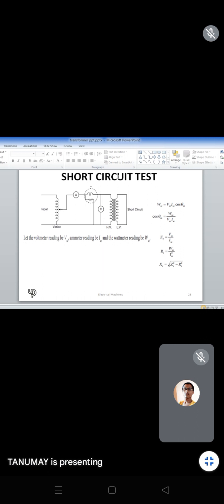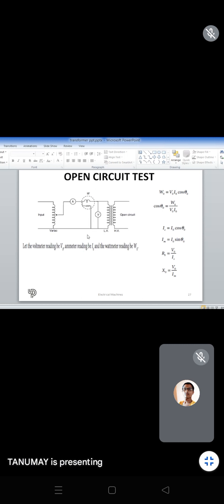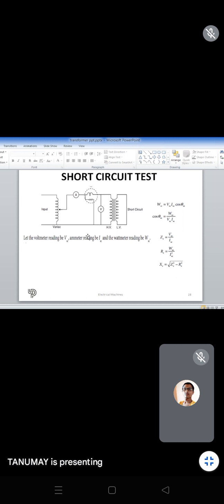Now in the case of the short circuit test, why are we performing it? To find out the transformer copper loss. We perform the open circuit test to find out the core loss, and the short circuit test to find out the copper loss. In a transformer, it is initially not possible to separate the primary side loss and the secondary side loss, so you will get the total loss of the transformer.